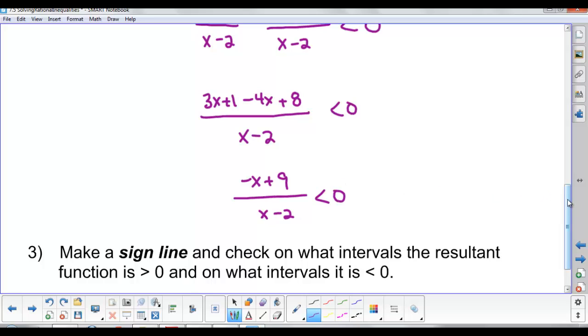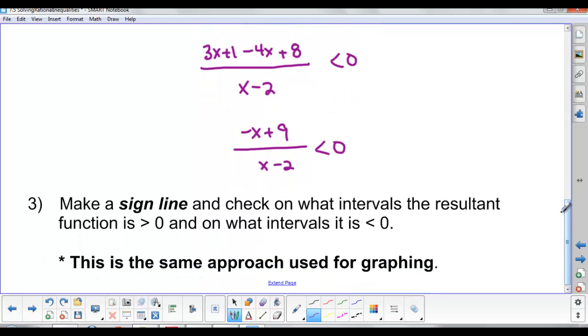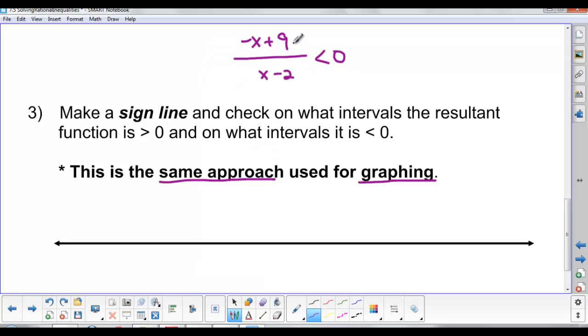Now, this is the point where we create a sign line to find out where the function is above 0 and where it's below 0. This is pretty much the same approach that we use when we are graphing. We'll take a look at our numerator, because our numerator will tell us our x-intercepts. So when does -x + 9 equal 0? Well, if x is positive 9, then our numerator equals 0, and we have an x-intercept.